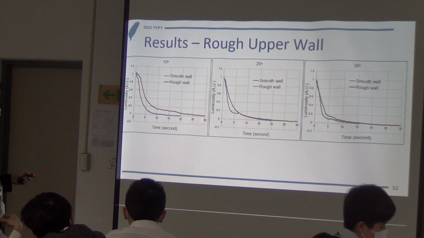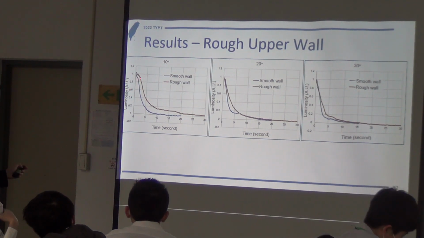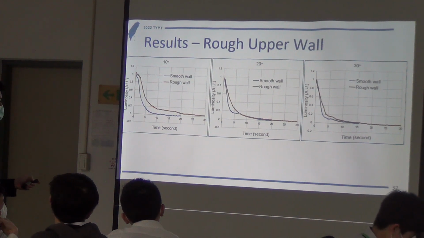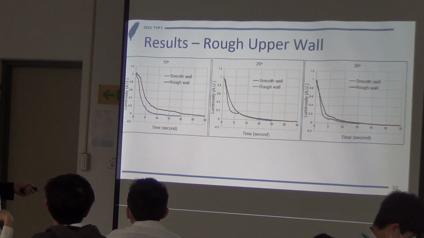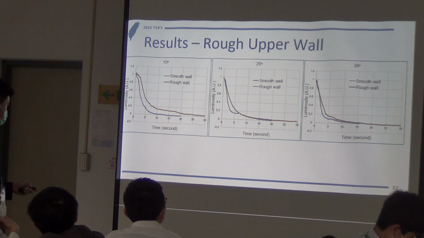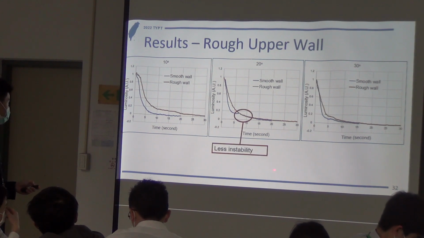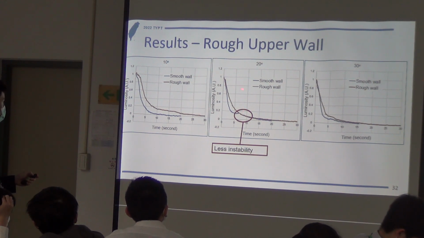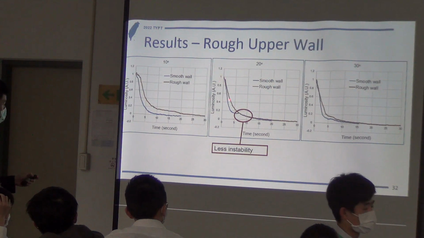And you can see that with the rough upper wall, the sedimentation rate actually decreases. So this confirms that the rising of the clear fluid layer is actually a very important factor for the Boycott effect. And also we can see that the blue line actually rises a little bit and then falls again. But for the rough wall, it does not rise.